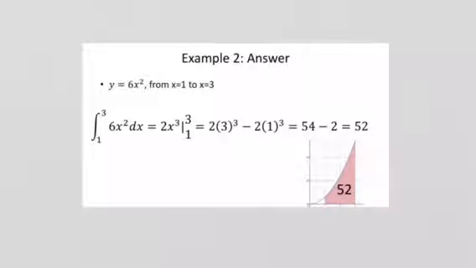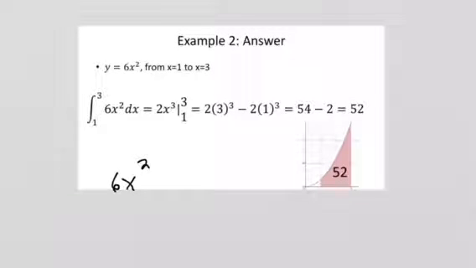Here it is. So recall reverse power rule. Okay, we have 6x squared. Again, we're going to add 1 to that exponent when we integrate. So we get x cubed, and then we divide by that new exponent, and that gives us 2x cubed. So we're going to take our 2x cubed and evaluate it from 1 to 3.